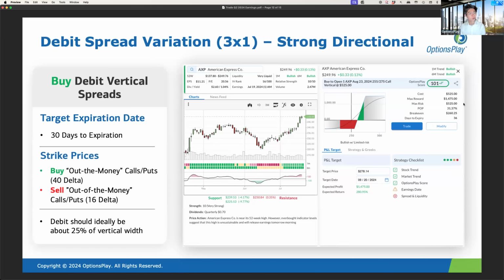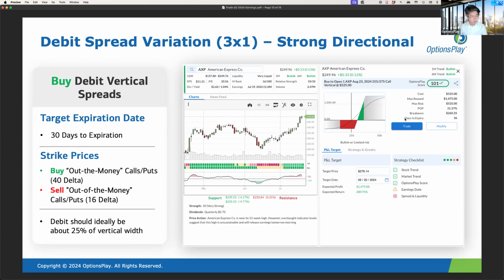So it really comes down to whether you think there's a pretty big gap between where the market is and where it should be, or a relatively small gap, because that's going to influence which strategy you want to trade for earnings season. What we're going to first cover is when you have a strong directional view, when you feel there's a pretty significant gap between where the stock is and where it should be in the future. This is where we turn to a debit spread variation that I call the 3x1.